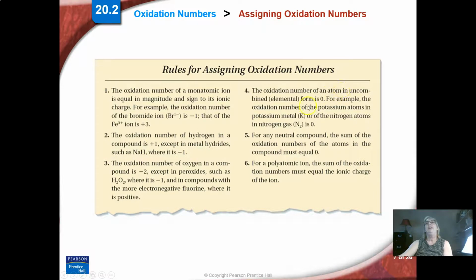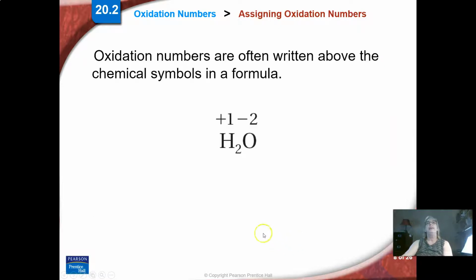If you have an atom in an uncombined form, it's 0, like we just showed in the last slide. For neutral compounds, the sum of the oxidation numbers has to equal 0. And if you have a polyatomic ion, the sum must equal the ionic charge of the ion. So these might not make sense until we go through them, but these rules are important. So let's actually apply them so you get the idea. Oxygen is always -2, and hydrogen's almost always +1. So this is how we can use that information to figure out the oxidation numbers in water.